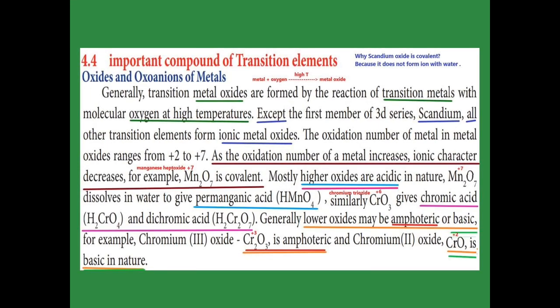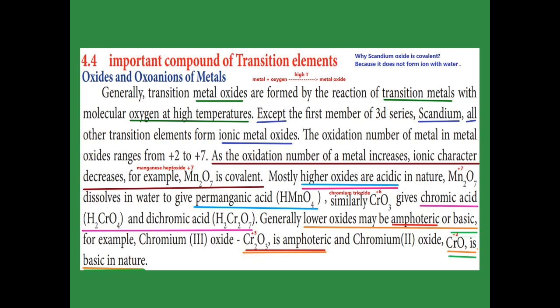Now we are going to learn some important compounds of transition elements. Before that, oxides. How is an oxide formed? When a metal reacts with oxygen at high temperature, it forms a metal oxide. In transition elements, except scandium, all other transition elements form ionic metal oxides. What is an ionic metal oxide? When it is dissolved in water, the metal oxide forms ions. But except scandium, all others form ionic metal oxides, as I told. Scandium forms a covalent oxide.